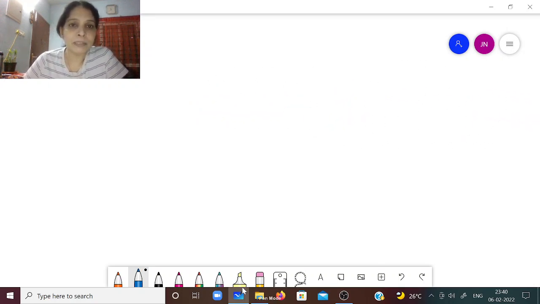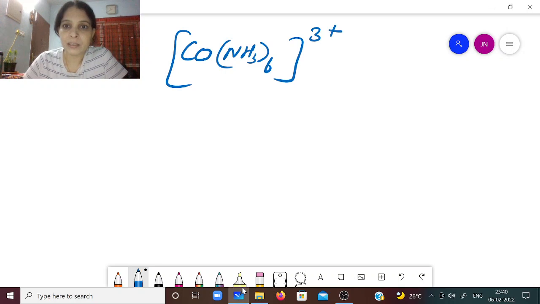Let us take the example, the cobalt coordination compound, [Co(NH3)6]3+. I hope all of you have the basics to find out the oxidation number of the central metal atom. The central metal atom here is cobalt, right? And ammonia is a ligand here, and the ligand ammonia is neutral. So its oxidation number will be 0.